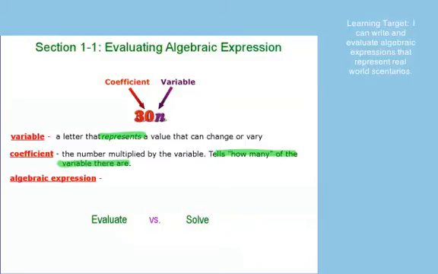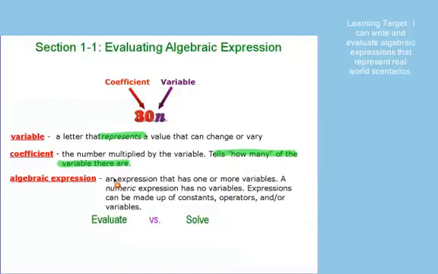Important distinction to make here. You need to be extremely careful with the words you use. First of all, this is not an equation. This is not an equation. This is what we call an algebraic expression. It has one or more variables.